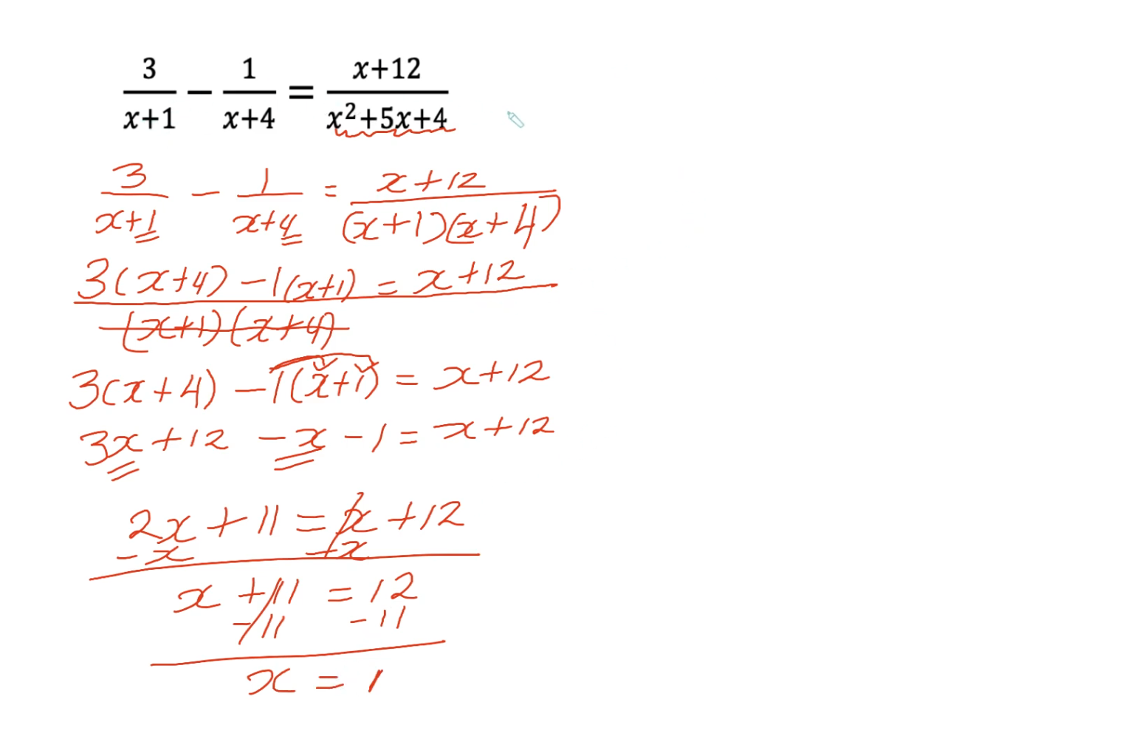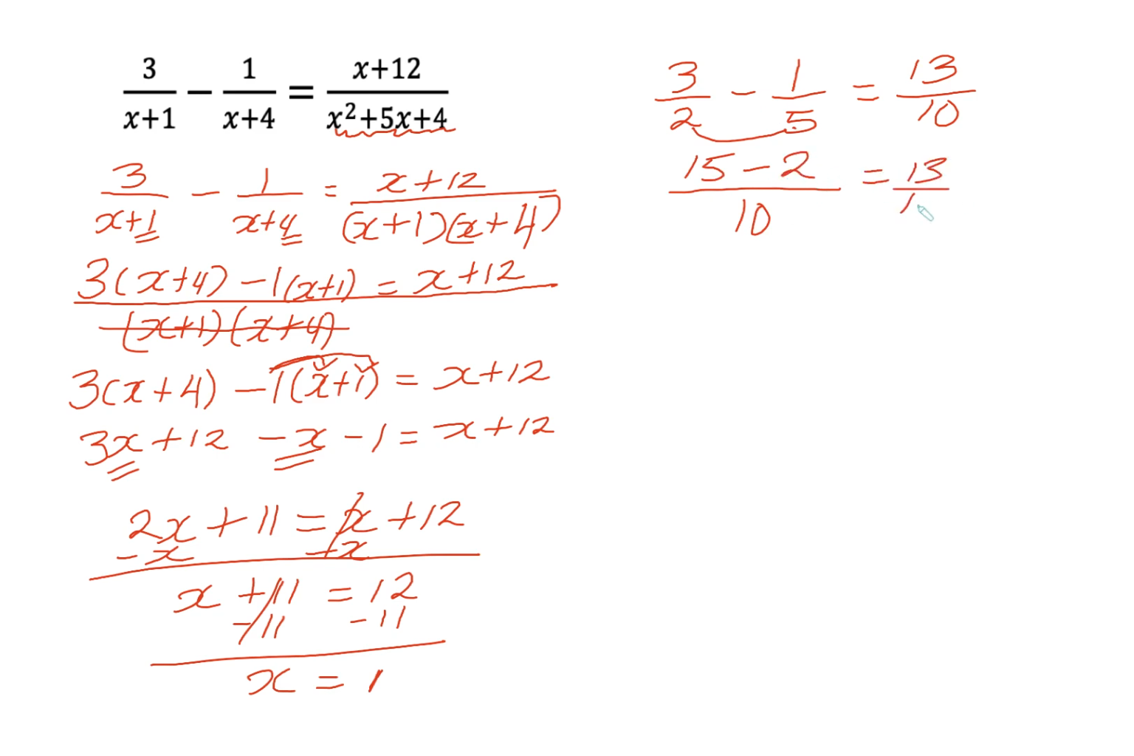So if we replace 1 in everything here, this would be 3 over 2 minus 1 over 5 equals to 13 over, let's see, 1 squared plus 5 is 6 plus 4 is 10. So we want to do this fraction and get 13 over 10. So this is easy. 2 times 5 is 10. Here, this would be 15 minus 2. Hoping to get 13 over 10. 15 minus 2, yep, 13 over 10 equals 13 over 10.